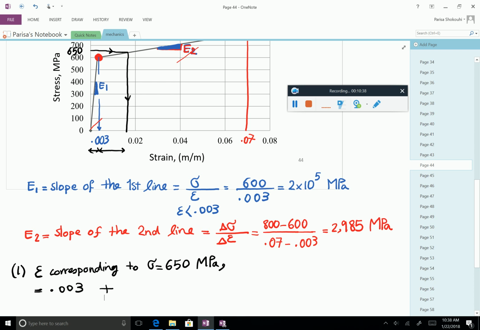You want to calculate that? Yes. You want to calculate the strain at 650. That's the question.